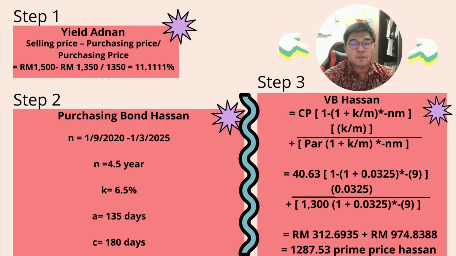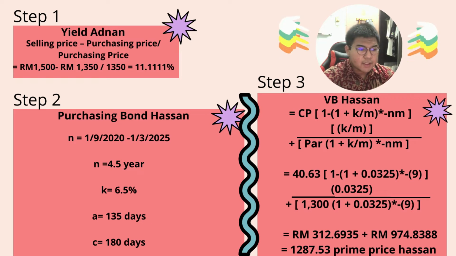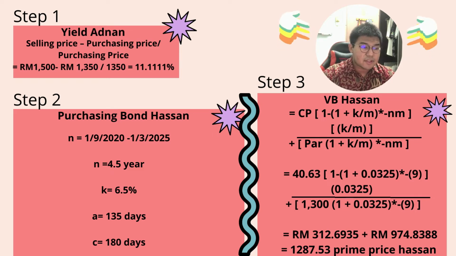The second step is purchasing bond Hassan. You must put in all the information that we have gathered and the information that we have calculated. N is 1st of September 2020 until 1st of March 2025, and N also equals 4.5 years. The next one is K, the yield, which is equal to 6.5%, and A is equal to 135 days, and C equals 180 days. The third step is VB Hassan.